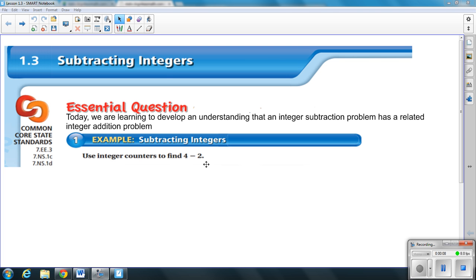If you take a look at our essential question for today, our objective, we are learning to develop an understanding that an integer subtraction problem has a related integer addition problem. So what does that mean? It means that any problem that's written in subtraction, we can rewrite it using addition. So today, all we're going to do is take a look at subtraction problems and just rewrite them. We are not going to solve them.